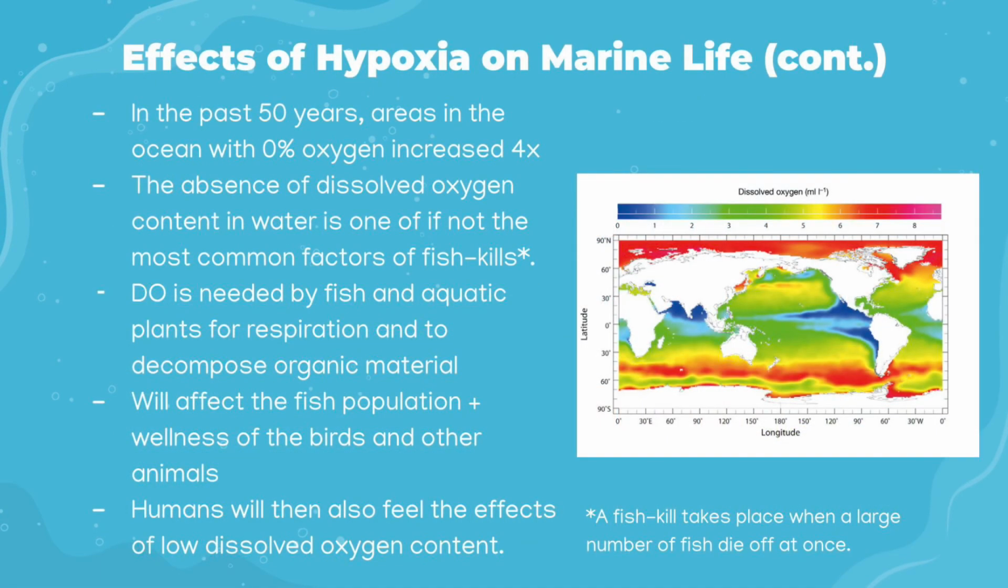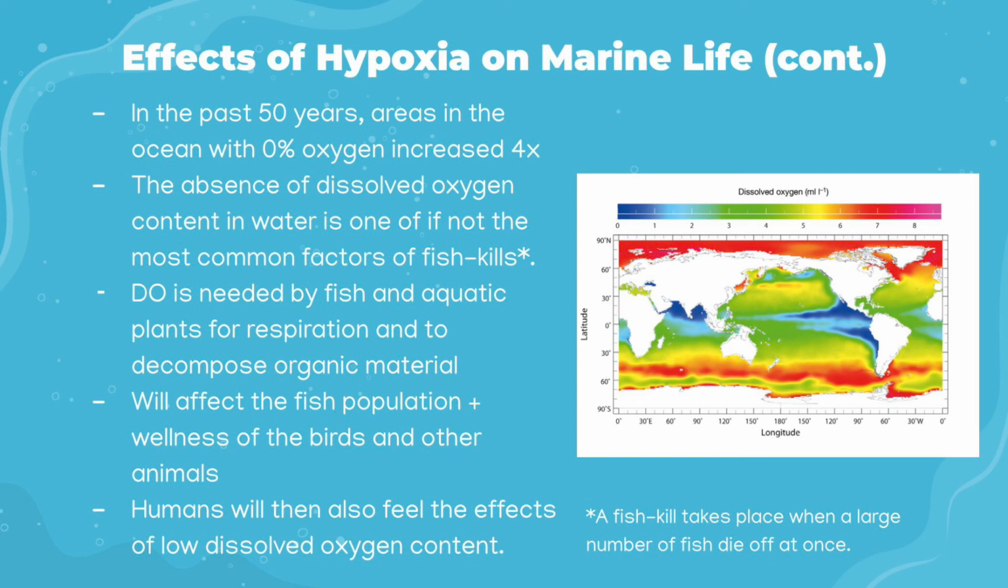A study conducted in 2018 concluded that in the past 50 years, areas in the ocean with 0% oxygen increased to be 4 times more than before. Animals living in said zones will subsequently succumb to suffocation and die. The absence of dissolved oxygen content in water is one of, if not the most common factors of fish kills, which are when a large number of fish die off at once.